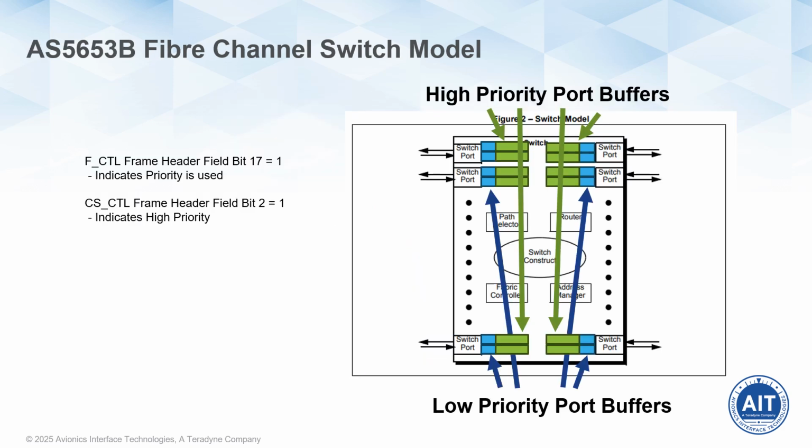But in the AS5653 model, it's assumed that if the initialization process declares that there are 2 buffers, then this means that there are 2 low priority and 2 high priority buffers. So if a switch in the network does not understand the modified high priority mechanism, it's actually still going to work based on the way this is all designed, but it will impede high priority traffic.